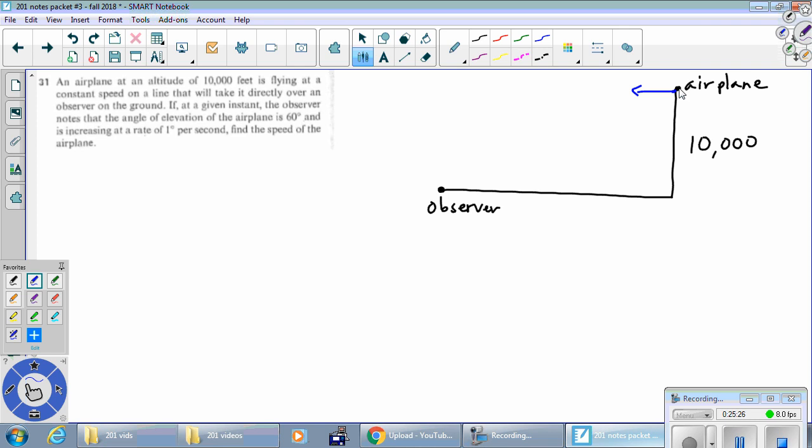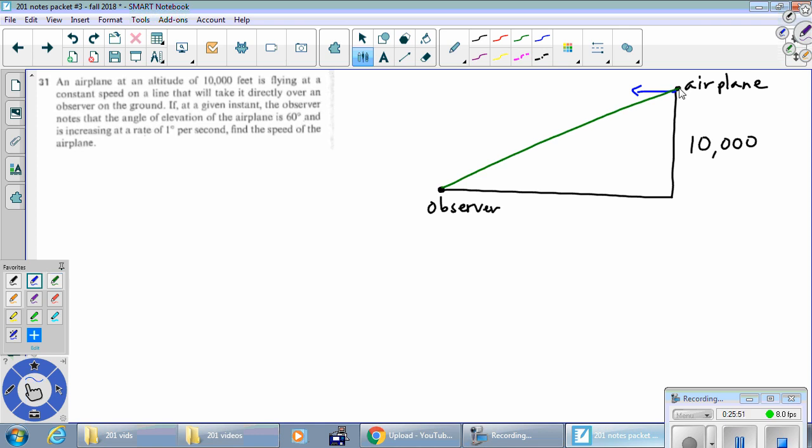So it says at a given instant, the observer notes that the angle of elevation of the airplane is 60 degrees and is increasing at a given rate. Okay, so we don't have a label for the angle of elevation. We got to put a theta in this picture. And so you should know that the angle of elevation is defined to be the angle between horizontal and the line that the person is looking at. So this observer is looking at the plane this way. So I'm drawing in that line.